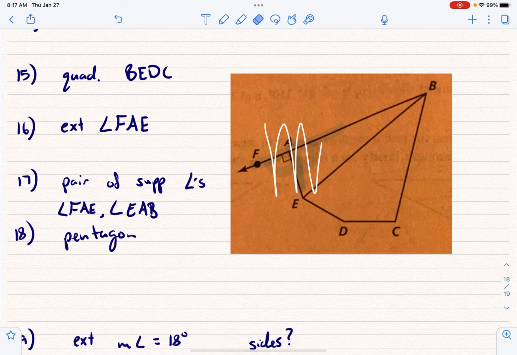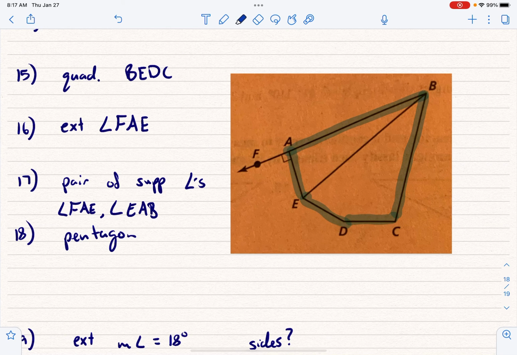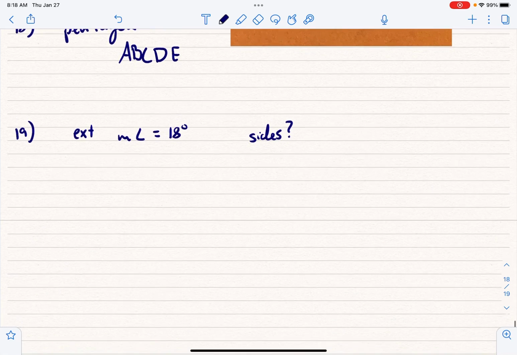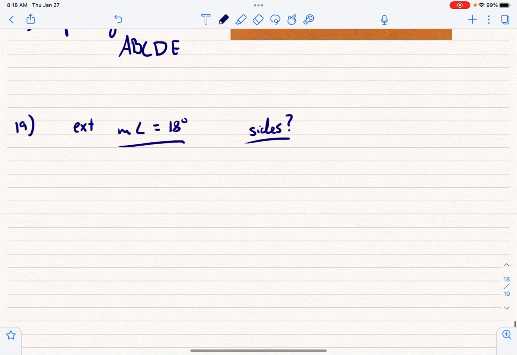Okay, and then my pentagon. Well, now you have to add this. So 1, 2, 3, 4, 5 sides. So it'd be pentagon ABCDE. Pretty simple. And the very last problem on the page says, hey, you get an exterior angle with a measure of 18 degrees. How many sides is it got? Well, you take 360, you go, how many 18-degree angles would there be in 360? The answer is 20. 20 sides.